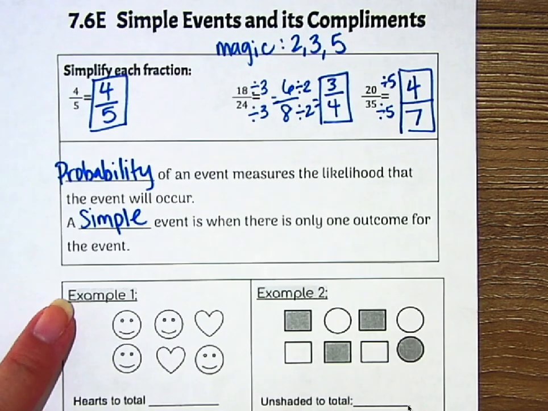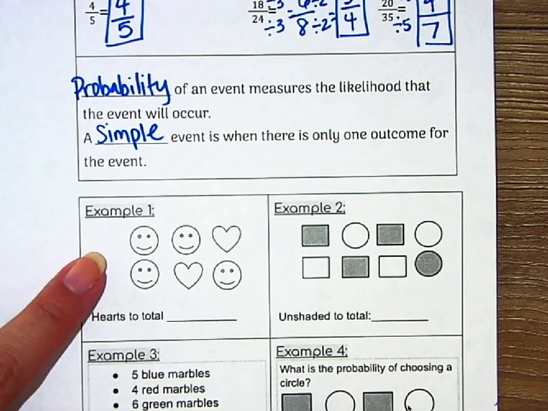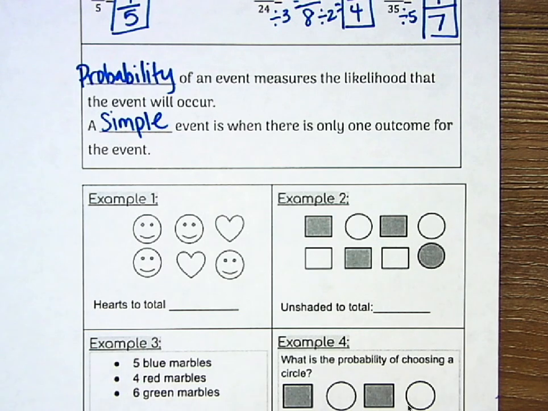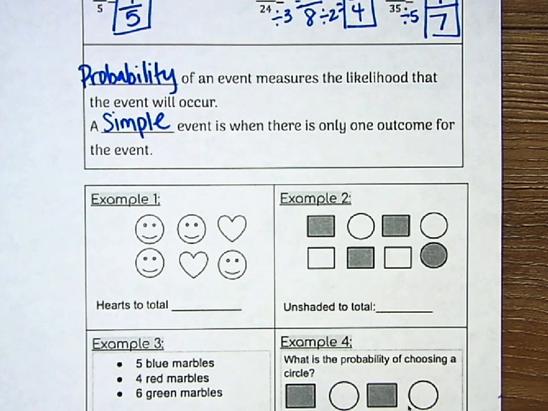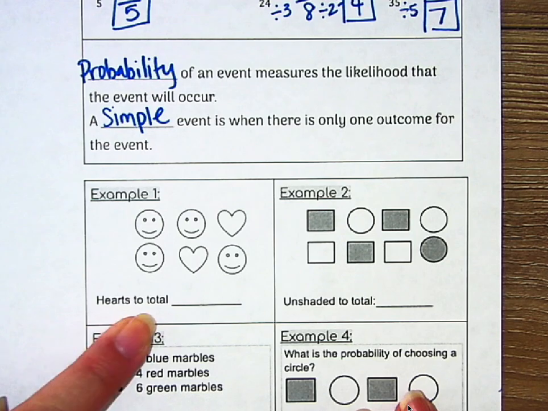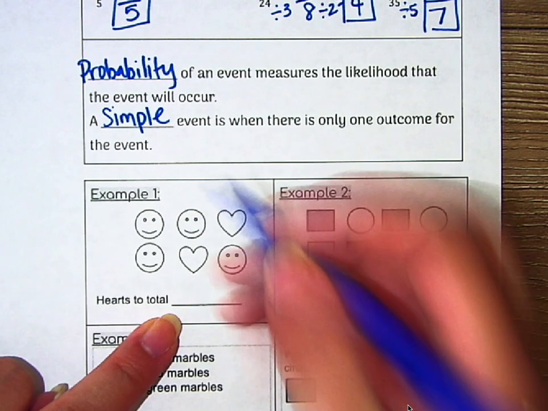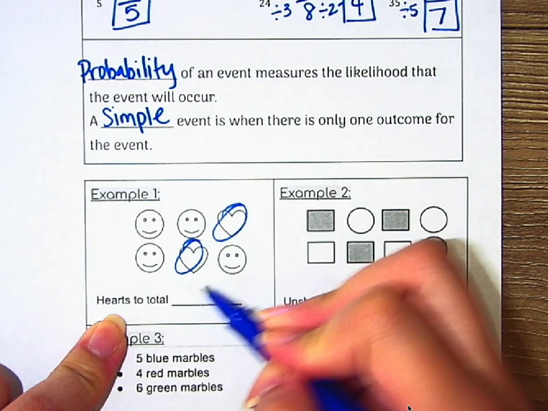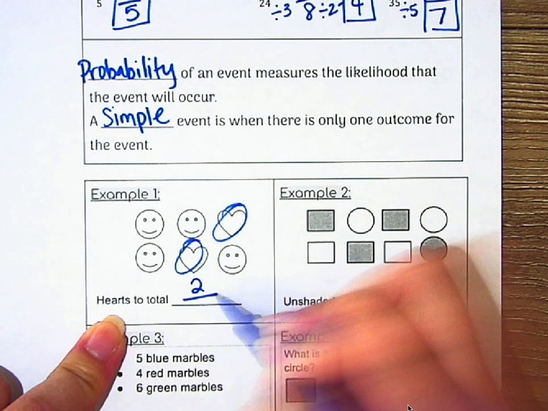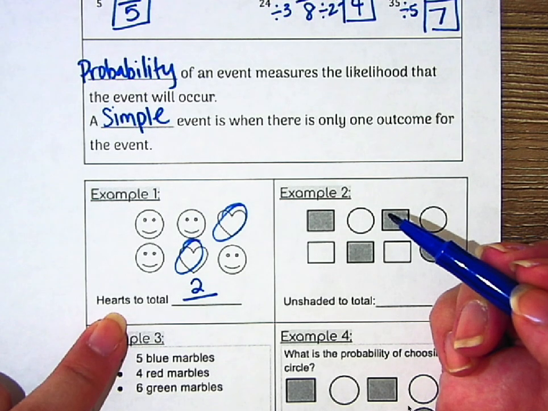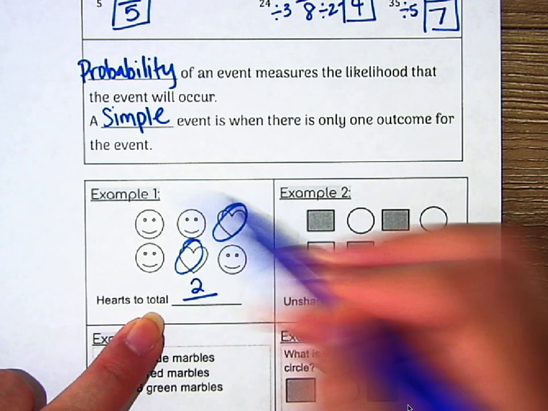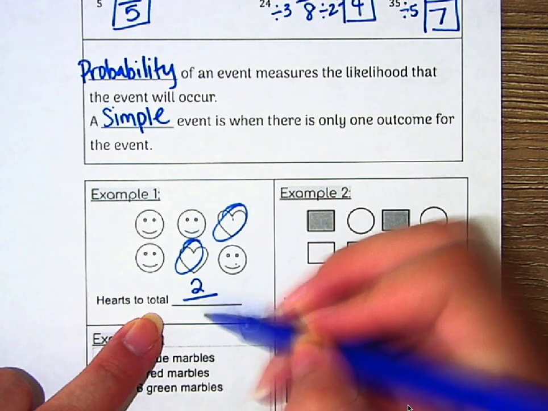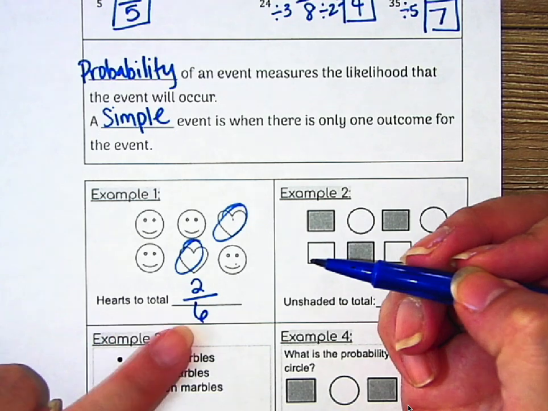Okay, so let's look at example 1. We got some shapes here. It says hearts to total. So what that means is you want to see how many hearts out of the total number. Let's see, we're going to count the hearts first. We got 1, 2, so it's going to be 2. We're going to put this in fraction form. There's 2 hearts, and for my total, I'm going to count up all of the shapes. So 1, 2, 3, 4, 5, 6. 2 over 6.